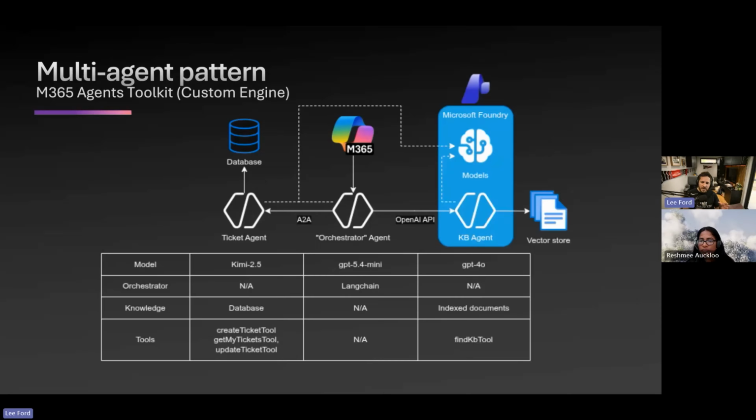On the left-hand side, we then have another agent. This time we're using an agent-to-agent protocol to call between the two, and that's connecting to a database, which allows us to create tickets and also update tickets, but also retrieve tickets. And all of this is done through the central orchestrator agent. So we'll get into the demos now.